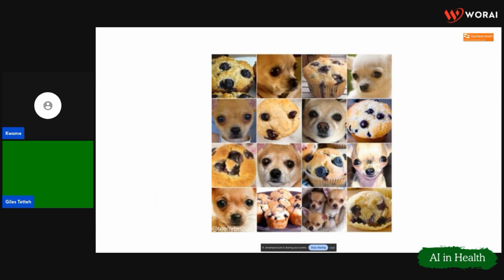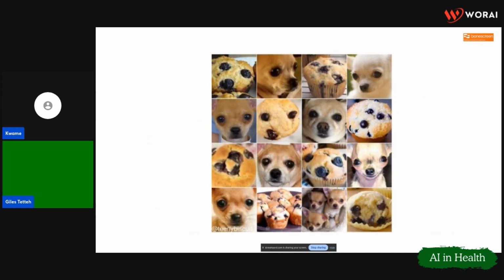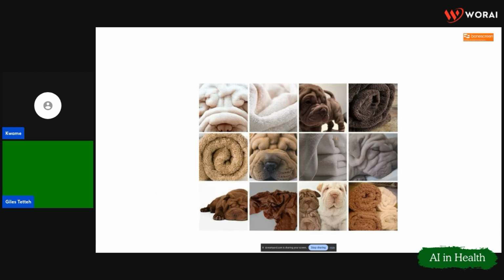it's easy for humans to tell which one is a dog, for example, and which one is not a dog. However, machines would find it hard to differentiate this if we are going by the modeling of all the possible variations. You can't capture all of these possible variations. You can't capture this either.